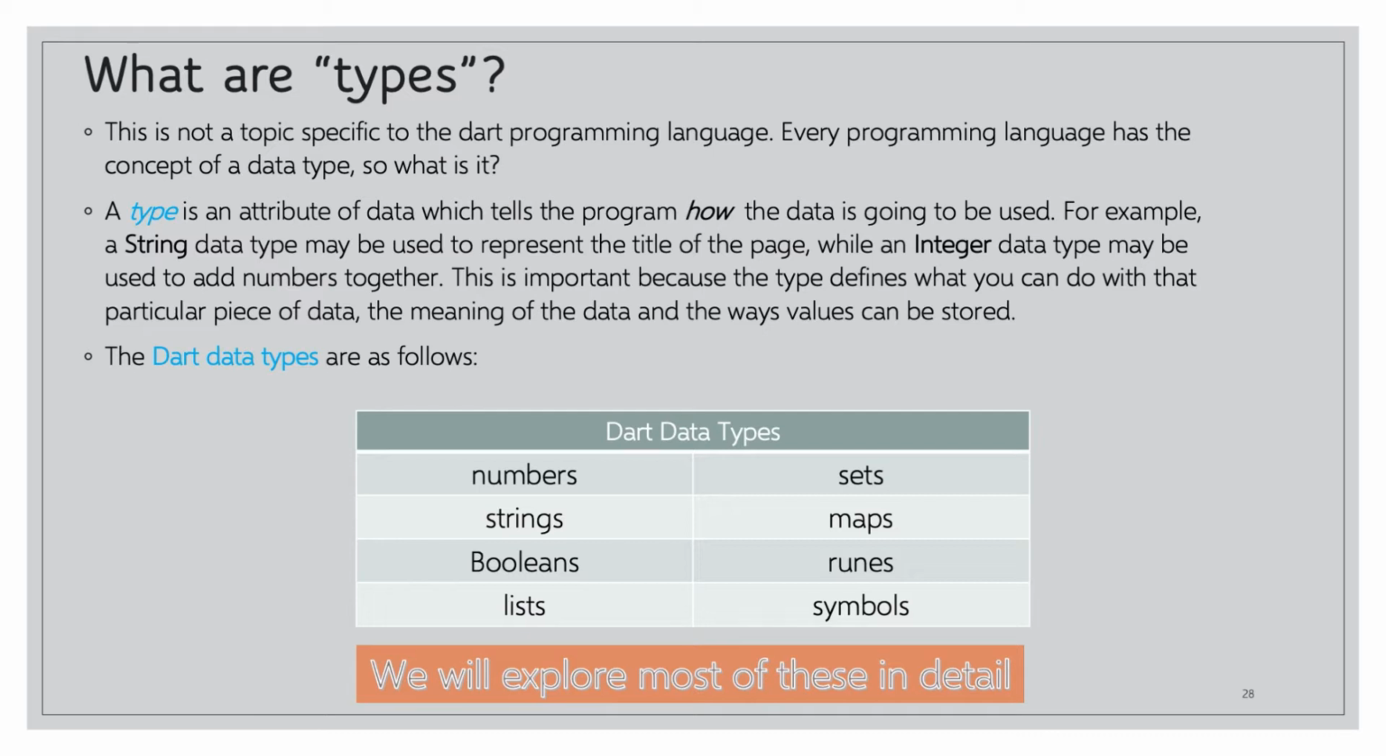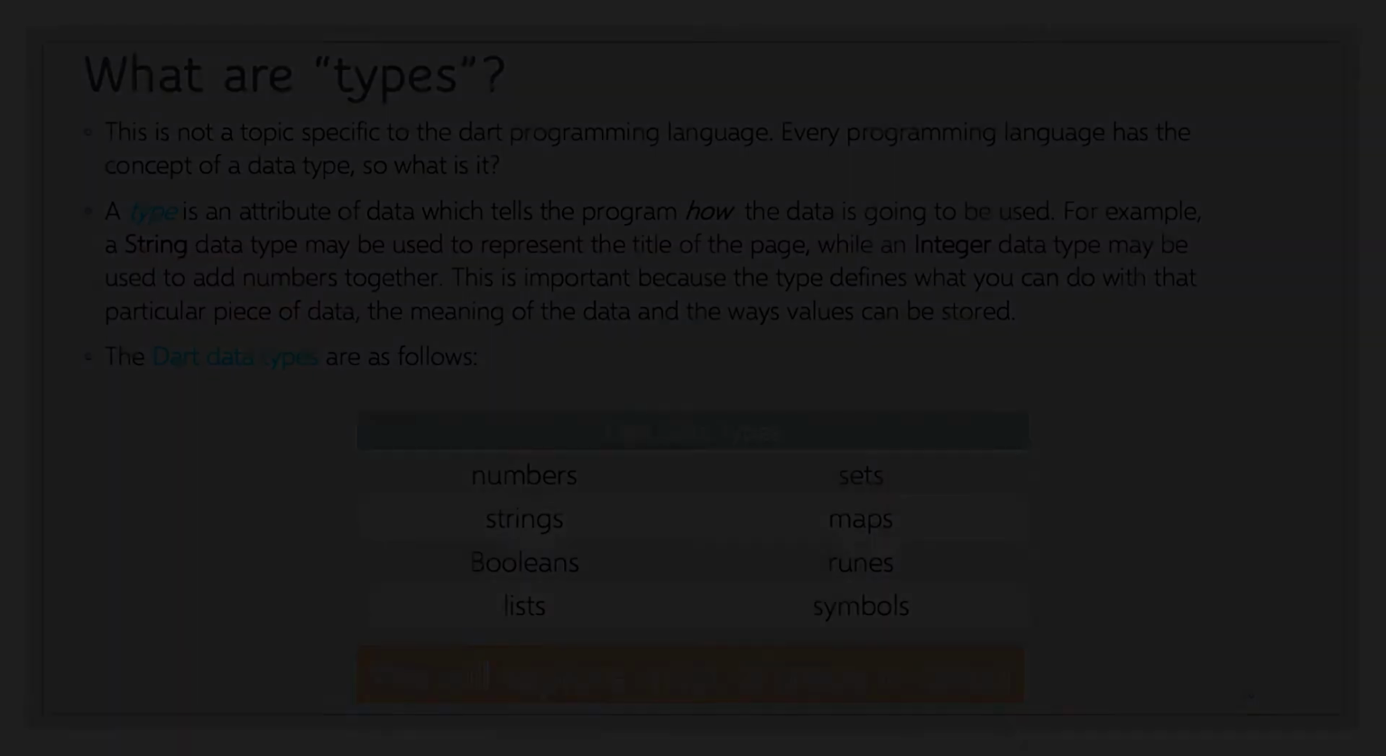This is important because the type defines what you can do with that particular piece of data, the meaning of the data, and the ways the values can be stored. The Dart data types are as follows. We have numbers, strings, Booleans, lists, sets, maps, runes, and symbols. And we are going to explore just about every one of these in detail through the rest of this course.